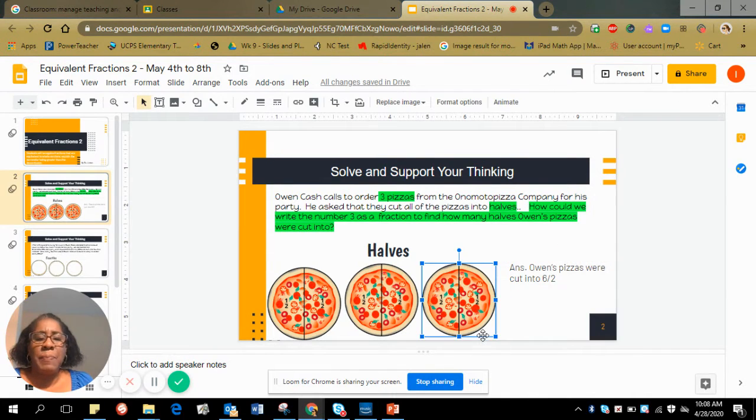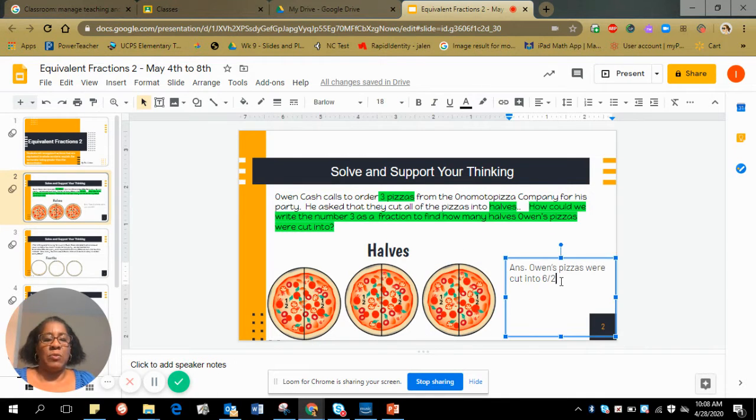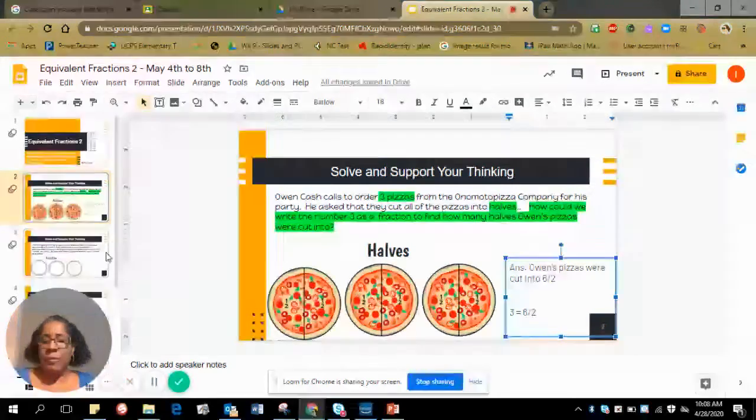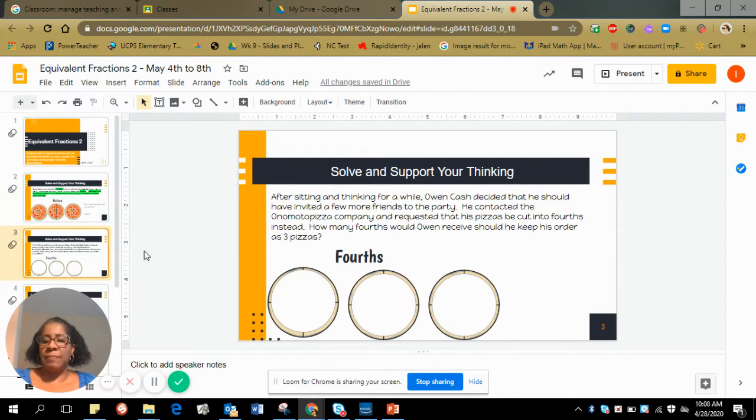Pay attention to this number, 6 halves, and see how it relates to 3 wholes. So I'm just going to type this as well: 3 is equal to 6 halves. Okay, and think about that. There is a connection with multiplication and division. Think about that. I'll talk about it towards the end. So there you have it. Pretty simple, pretty straightforward. Okay, so let's look at the next problem.